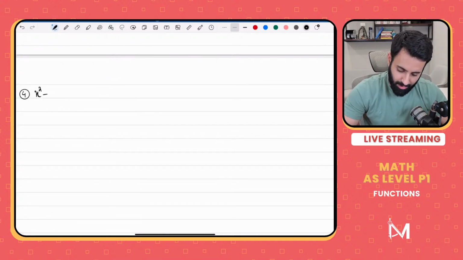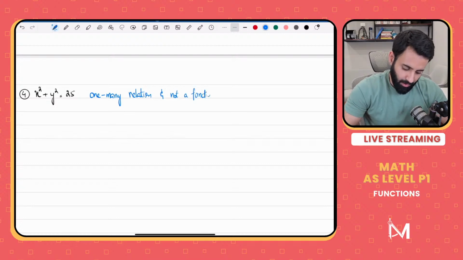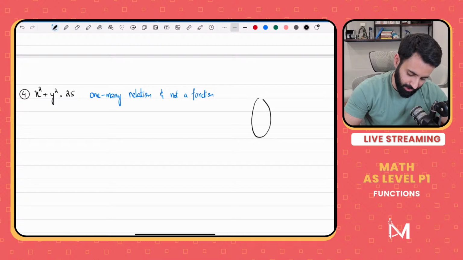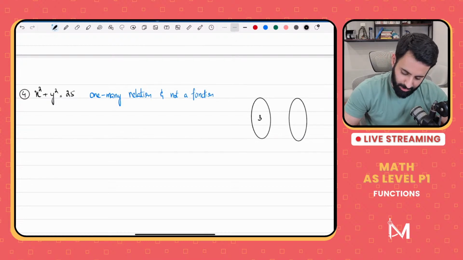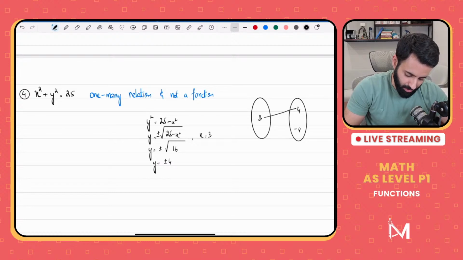Now last, let's look at a one-to-many relation. Let's look at x squared plus y squared equals 25. As we mentioned earlier, this is a one-to-many relation and not a function. Why is this a one-to-many relation? Because if you plug in 3, for example, you will get 2 different y values. So if you plug in 3 in place of x, let's make y the subject. y squared is equal to 25 minus x squared, which means y is equal to plus minus the square root of 25 minus x squared. So if you plug in 3, 3 squared is 9, 25 minus 9 is 16, so that means you get y is equal to plus minus 4. So that's the reason why this is called a one-to-many relation.